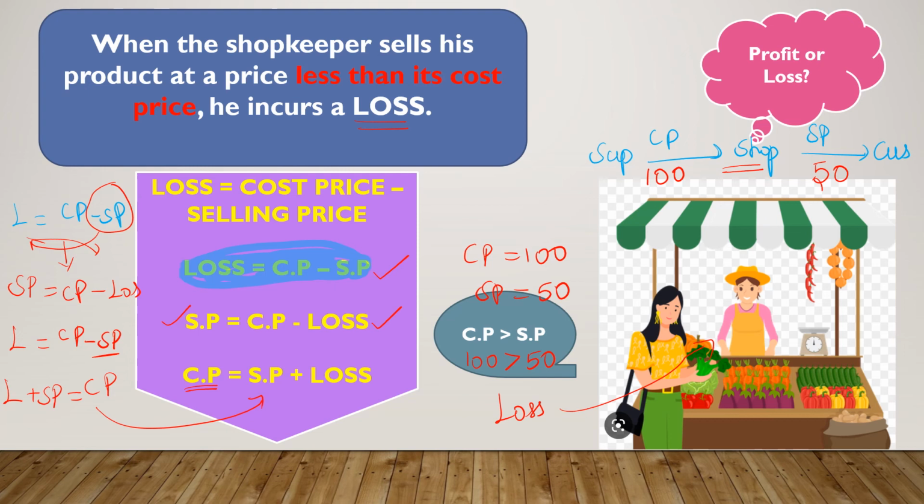So I think you are getting the concept of profit and loss. If the cost price is greater, it is a loss, right? If the selling price is greater, it is a profit. If cost price equals selling price, what will happen? Let's see in the next slide.